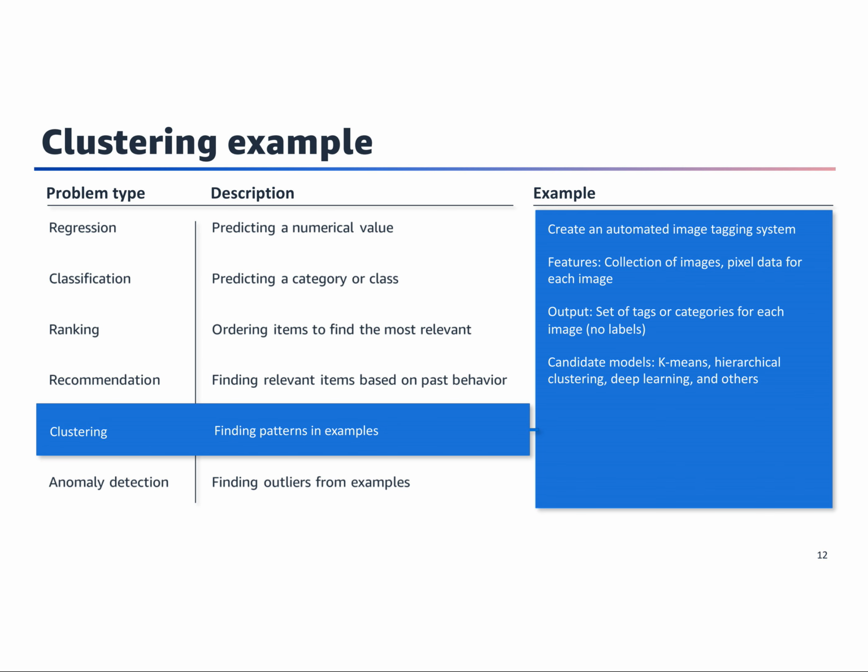Several models could help you solve this example problem, including the following. Clustering algorithm. This algorithm groups data into clusters based on their similarity to one another. Some popular clustering algorithms include k-means and hierarchical clustering.